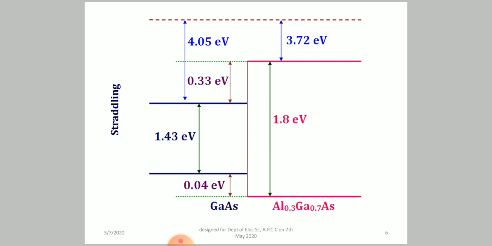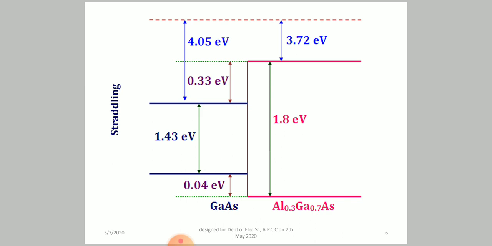Let's look at the structure very clearly. My blue semiconductor is GaAs and the pink semiconductor is AlGaAs. For GaAs, the electron affinity is 4.05. For AlGaAs, it is 3.72. So what is the difference of the electron affinity? If I simply subtract, it will be 0.33. Fine, simple mathematics.